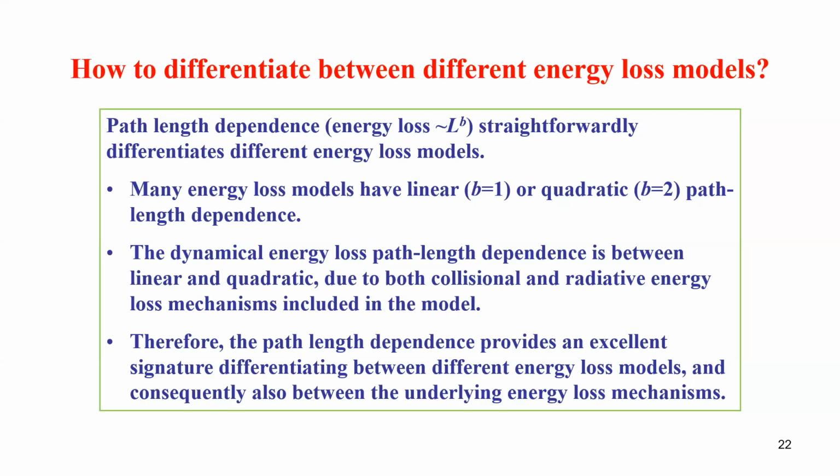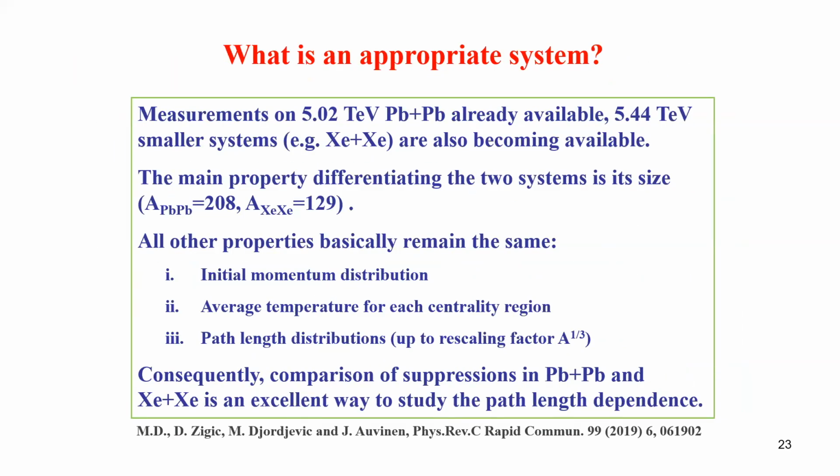For example, some energy loss models have linear path length dependence, for example collisional energy loss. Some have quadratic, for example radiative energy loss in its asymptotic limit. And then the dynamical energy loss path length dependence is somewhere between linear and quadratic, due to both collisional and radiative energy loss included in this model. So the question is, how can we infer this path length dependence? To address this question, we first ask what is an appropriate system for this study.